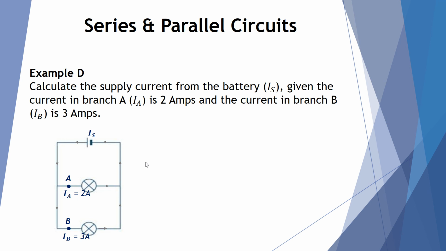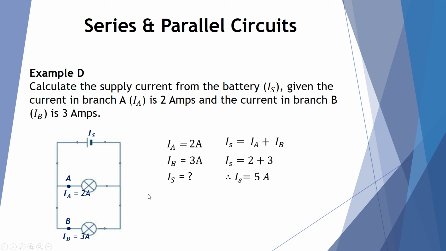So let's work out what is the supply current in this final example, IS, given that branch A has a current of 2 amps and branch B has a current of 3 amps. So current in branch A is 2, current in branch B is 3, current in the supply is question mark. We know the supply is the sum of these two branches. 2 plus 3 gives us 5 amps. So for this to be true, I must have had 5 amps coming from the battery. It comes to this branch, 2 amps is going in the first branch, and 3 amps is going in the second branch. Now, when they join back together again, we'll also have 5 amps returning back to the battery.